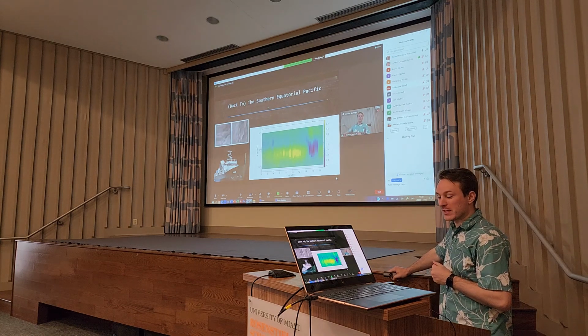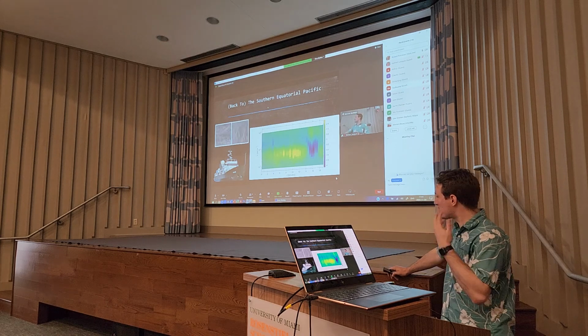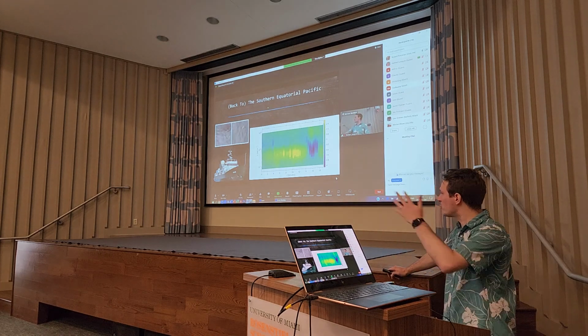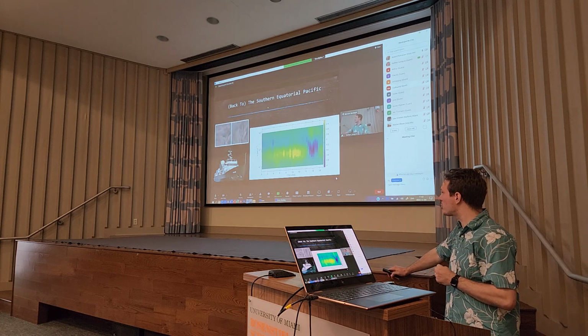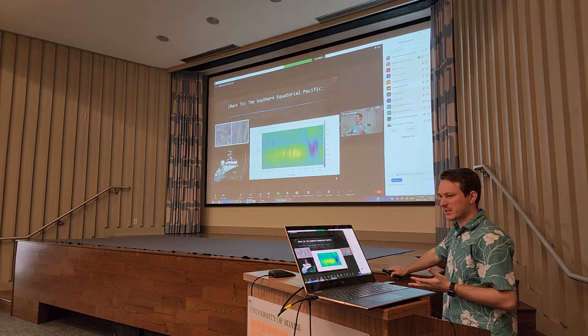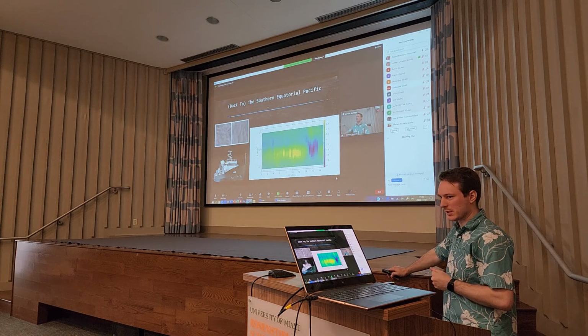The wrinkle with this particular data set is it was in the southern equatorial Pacific. Some measurements were made near the coastline of Australia, some were made in the deep ocean of the Pacific. But in all of the cases, there were cyanobacteria. There were these biogenic ocean slicks.